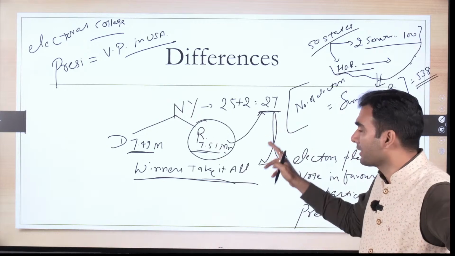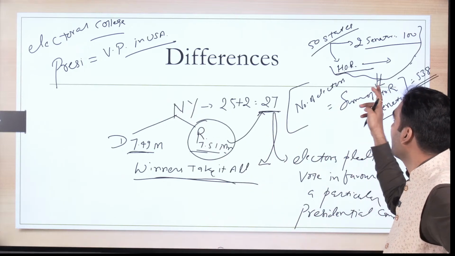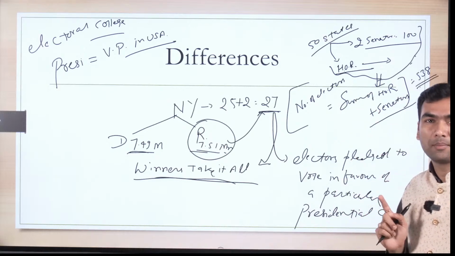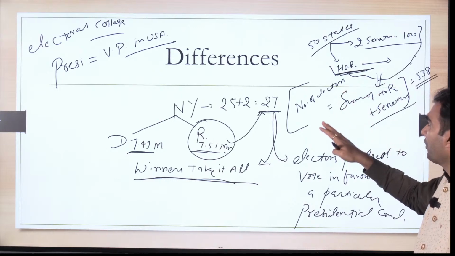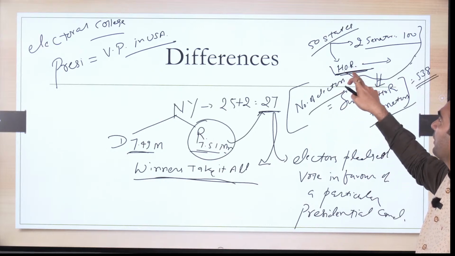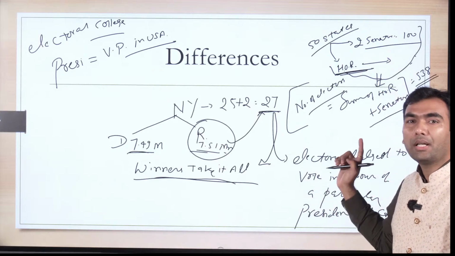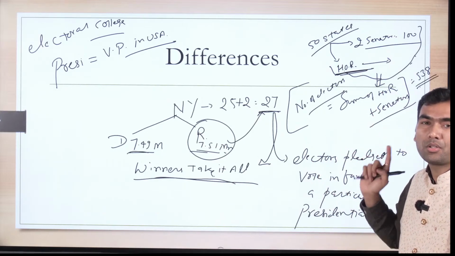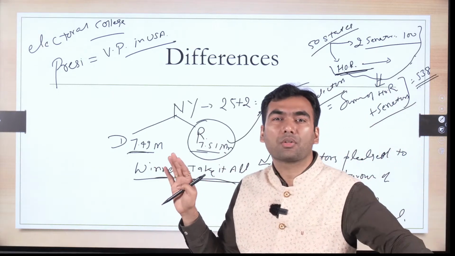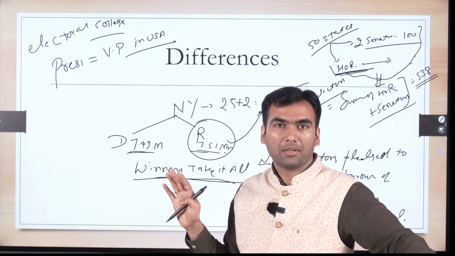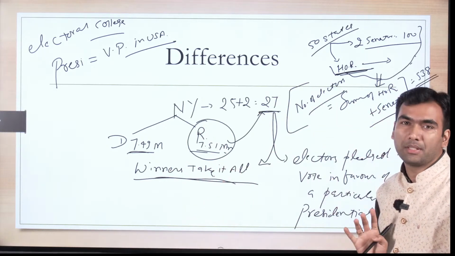These electors are not going to be members of the House of Representatives. This is also a common confusion. Although the number is the same, the number of electors is the number of senators and House representatives, this is not an election for House of Representatives and senators. A separate election is conducted for House of Representatives. This is an election specifically for choosing the president.